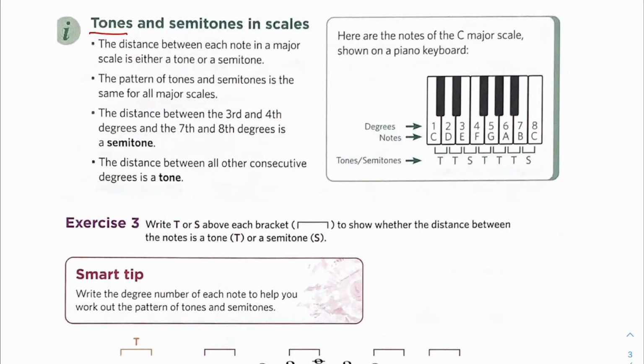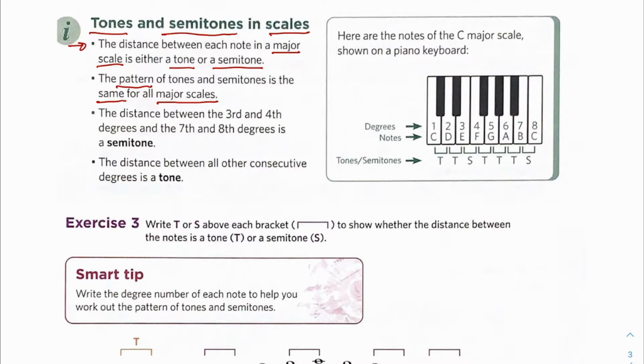Next, tones and semitones in scales. In chapter 4, we have talked about what tones and semitones are. Semitone is the closest distance or the shortest distance between two notes, and tone means two semitones. The distance between each note in a major scale is either a tone or a semitone. The pattern of tones and semitones is the same for all major scales. So it's like there is a formula for all major scales, and we'll talk about that formula in a minute.